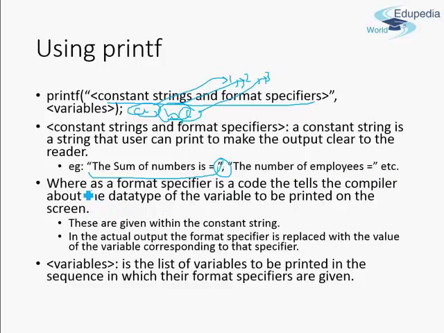A format specifier tells the compiler about the data type of the variable to be printed on the screen. These are given within the constant strings, and in the actual output the format specifier is replaced by the value of the variable corresponding to that specifier. So format specifiers just act as placeholders for your variable values.